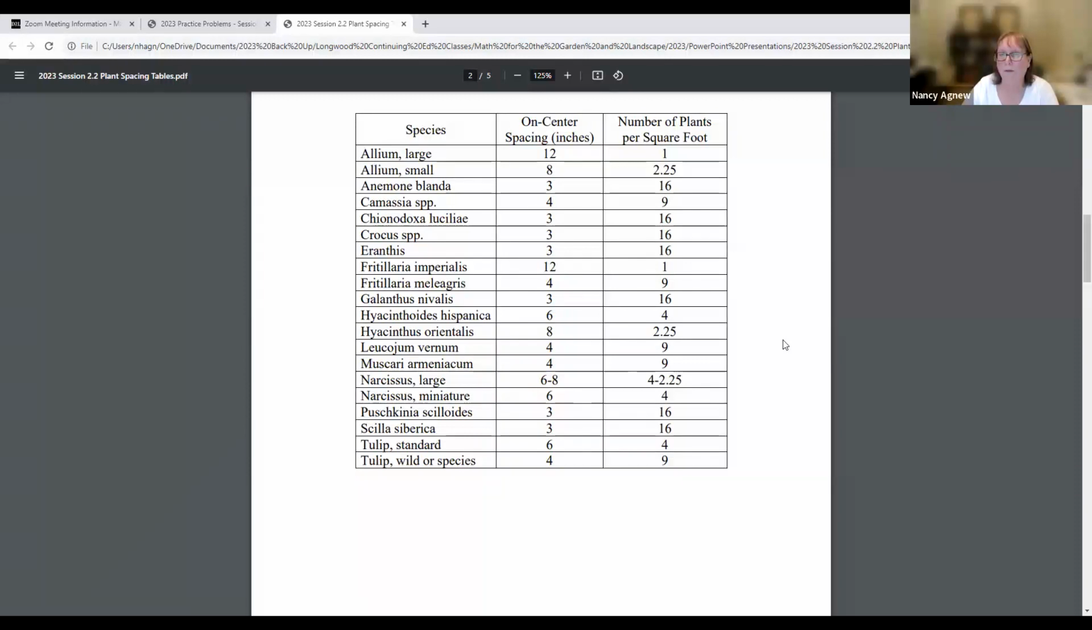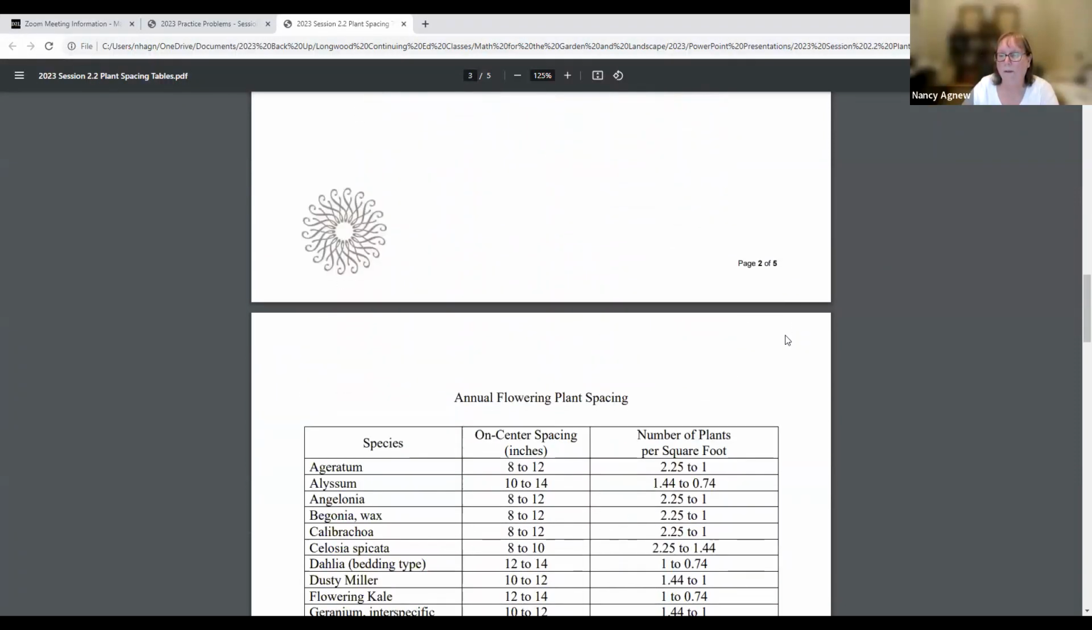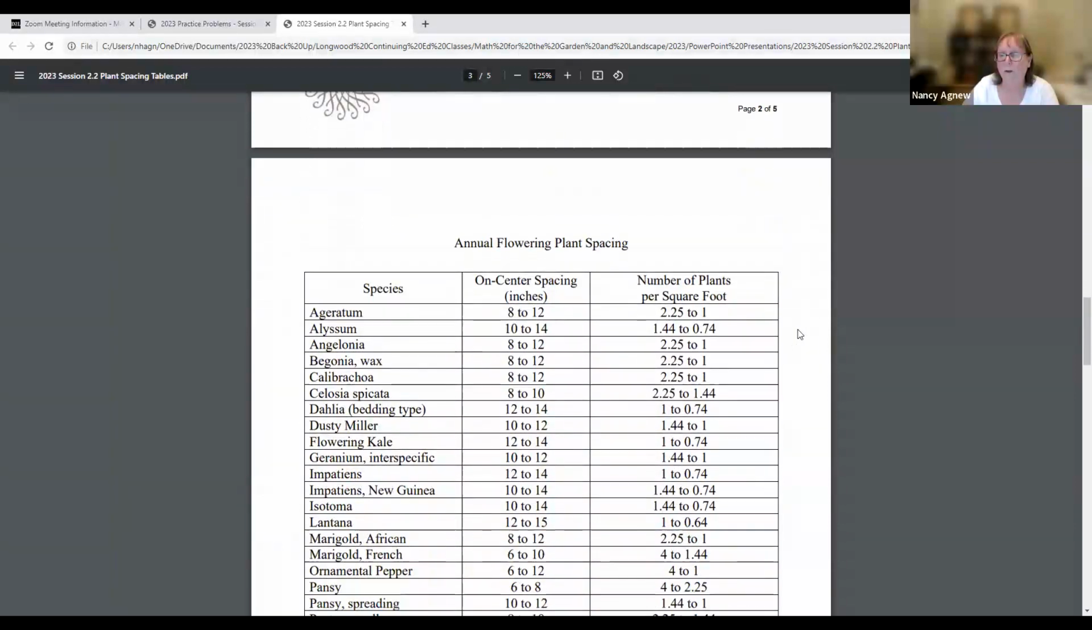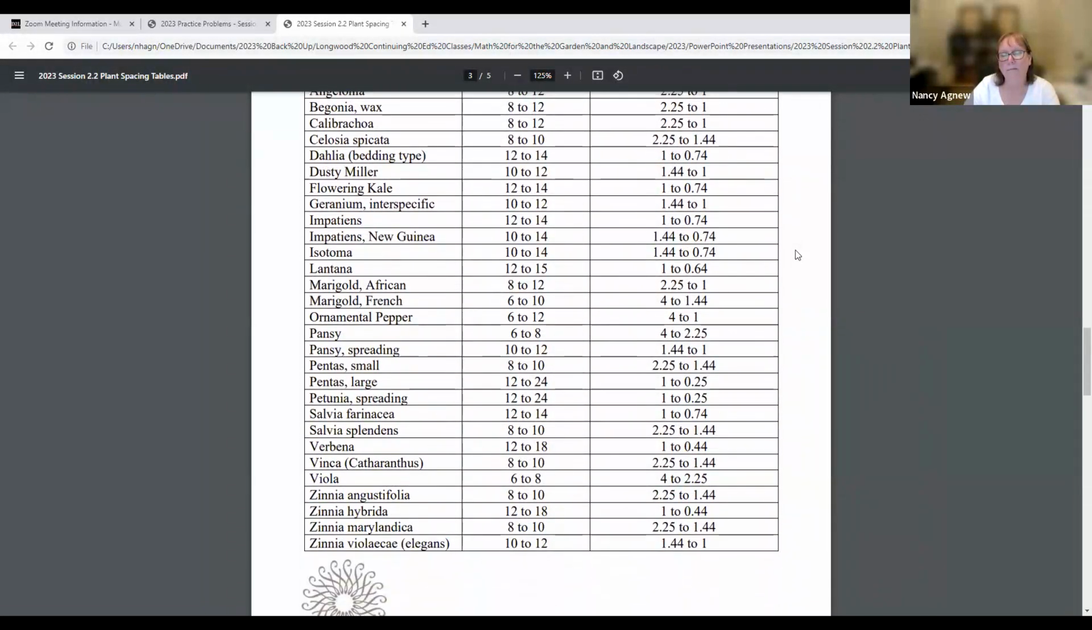They also breed plants. So then let's scroll down on this handout. Here's that annual flower spacing. Can you see how the ranges are on center spacing? I've added as many as I could think of for this list.